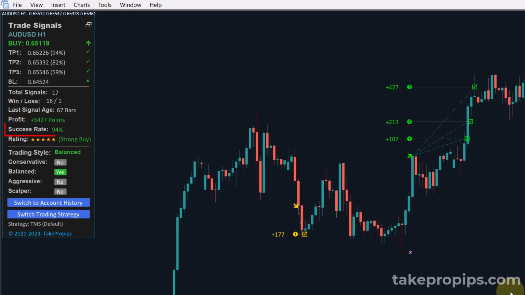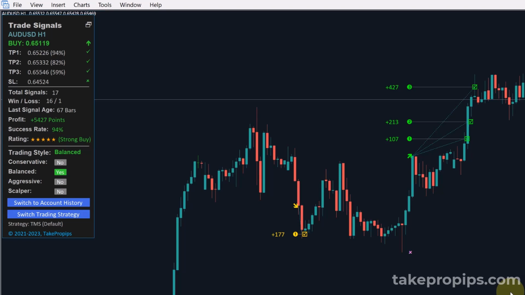Next is the success rate, which shows the win rate of the trading signals that have hit at least one take profit target. Next is the rating, which shows you the quality of the trading signal. If the success rate is above 80%, then you will see 5 stars and a strong buy or strong sell rating. Less than 80% success rate and it will show less than 5 stars and just a buy or sell rating.